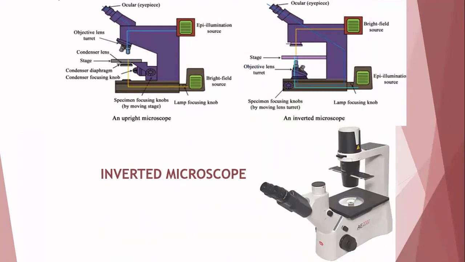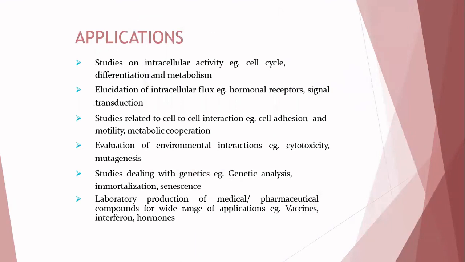The special purpose of this inverted microscope is to view the adherent cells from the bottom of the flasks. The adherent cells tend to attach to the substratum or the bottom of the culture vessel. So the objective lens is present at the bottom in the case of an inverted microscope, which facilitates the proper view of the cells. And these are the applications of cell culture, why we need cell culture.